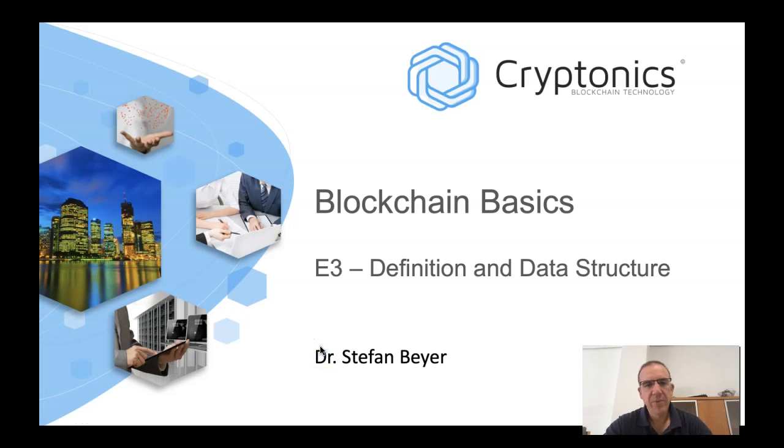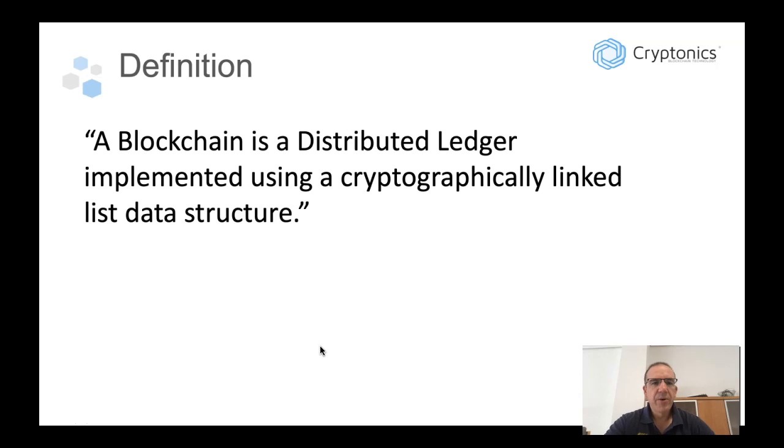Hello, here's another video on blockchain basics. We've talked before about the problem blockchain solves, and then we talked about cryptography. But I think now it's time to give a definition of the term blockchain and explain a little bit the data structure that it uses. So here's my definition. A blockchain is a distributed ledger implemented using a cryptographically linked list data structure.